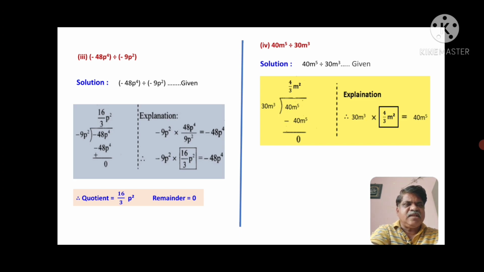In the box you can see that it is 4 upon 3 m raised to 2, and this is the quotient. So the product of 30m raised to 3 into 4 upon 3 m raised to 2 will be 40m raised to 5. So below this dividend 40m raised to 5, we can write 40m raised to 5, and the subtraction will be 0 as the remainder. So here you are getting the quotient equal to 4 upon 3 m square and the remainder 0. Friends, let us consider the next problem, the fifth one.